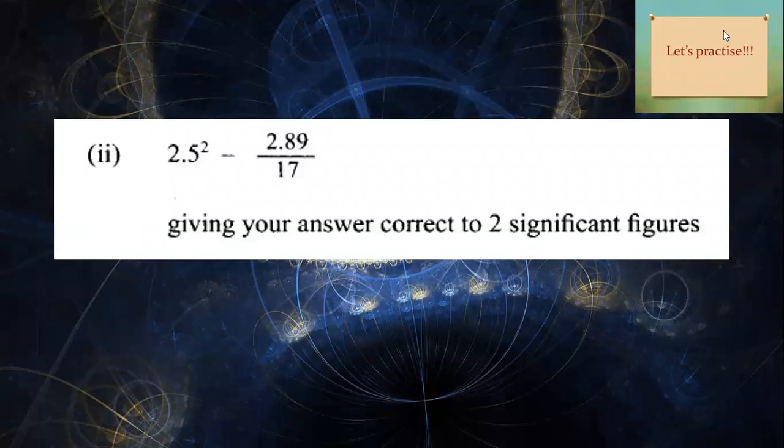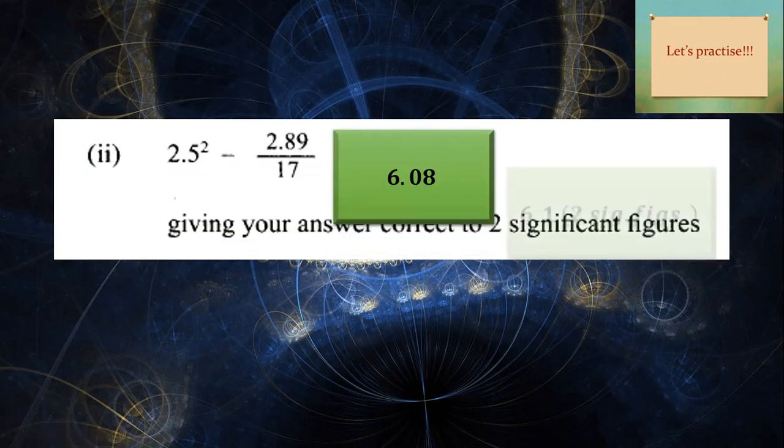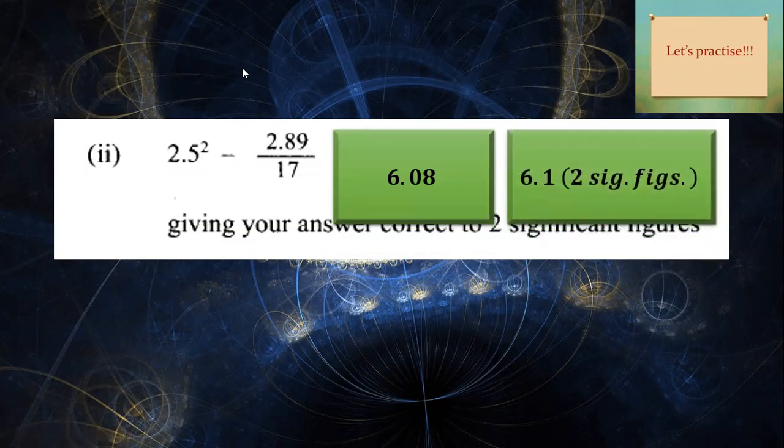Hey everybody. So the answer should be 6.08. However, to 2 significant figures, it's going to be 6.1. Now, a word of caution, a word of note: the 0 in this case is significant. Why? Because it is between two non-zero digits, which are 6 and 8. So we in fact will count the 0 as a significant figure.